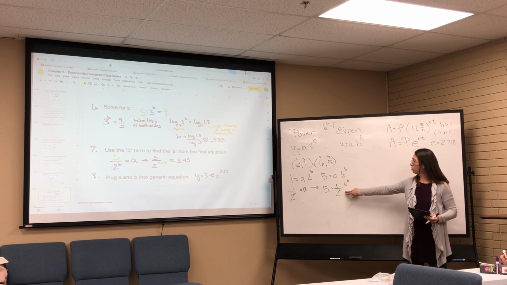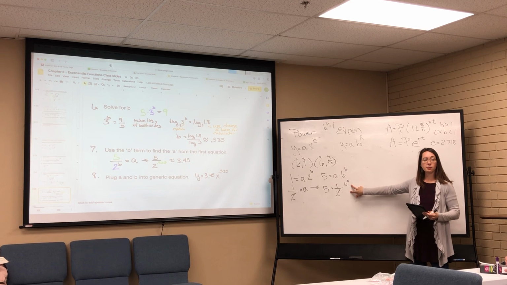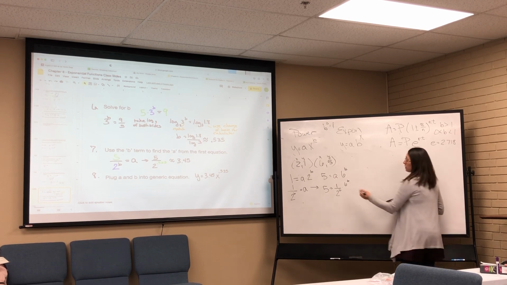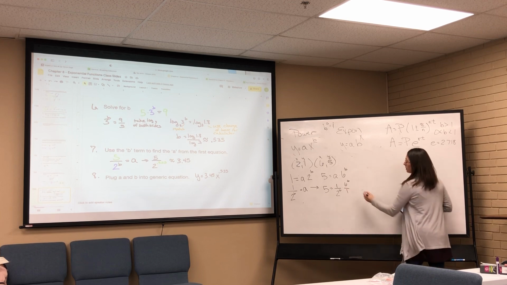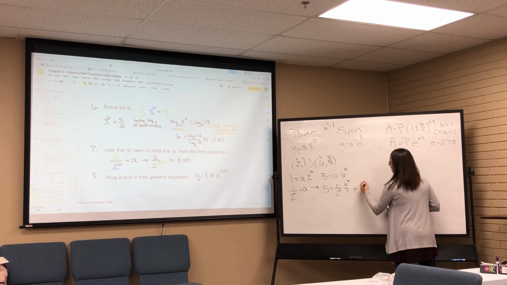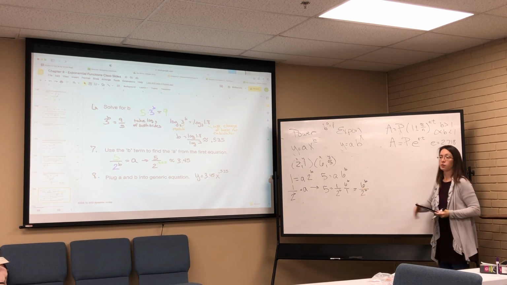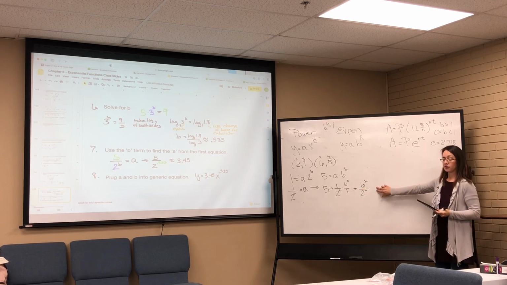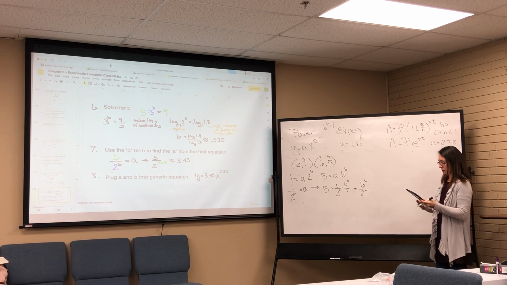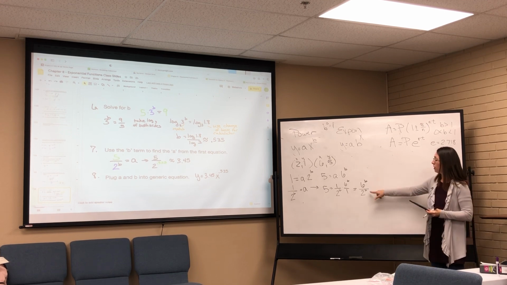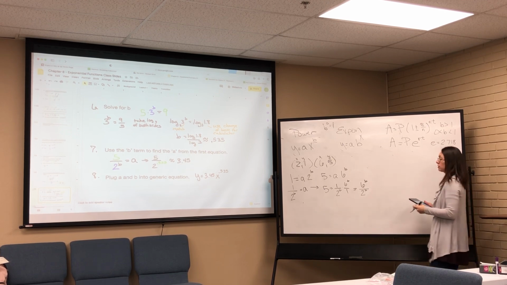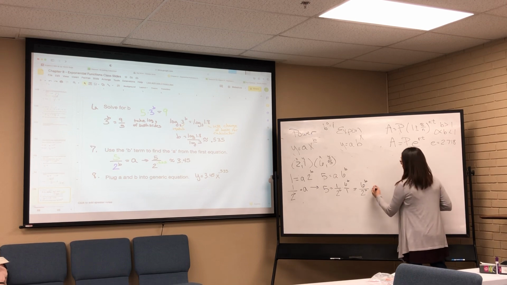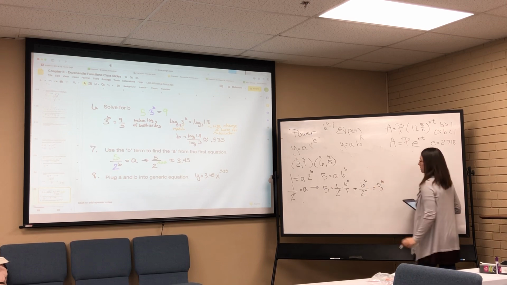I got 1 over 2b times 6b. Can I combine these? Can I simplify this? Fraction, this is really 6 over 1, correct? So I can really just say 6b over 2b. Everyone okay with that? 6b over 2b equals what? 3 to the b. Perfect.